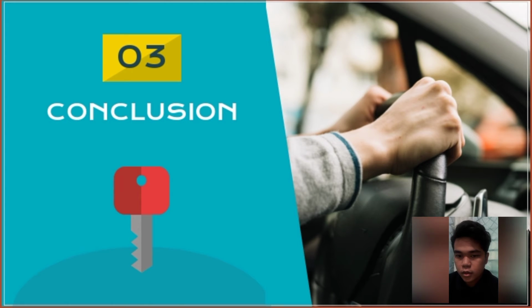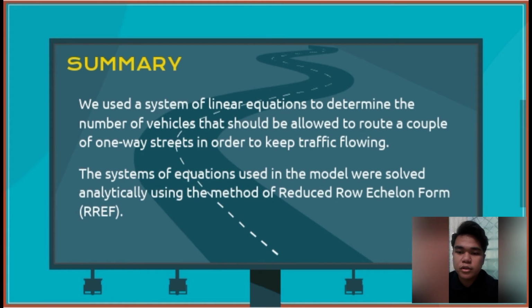In conclusion, we use a system of linear equations to determine the number of vehicles that should be allowed to route through a couple of one-way streets in order to keep traffic flowing. By using linear equations, we can solve traffic flow and resolve traffic problems. A traffic engineer can solve this kind of problem when designing traffic control device installations and modifications, including traffic signals, signs, and pavement markings, by using different systems of equations for analysis.